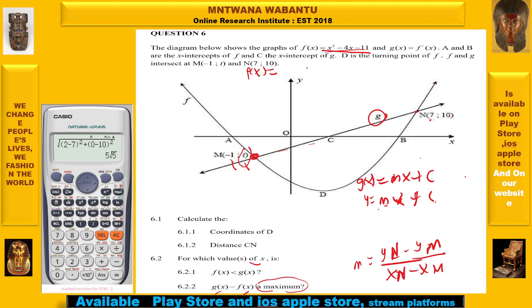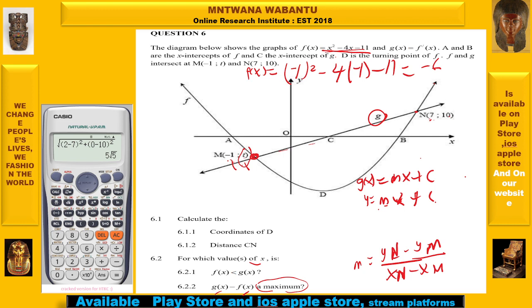So I'm going to put negative 1 in this equation: negative 1 squared, minus 4 times x where x equals negative 1, and then minus 11. Plug it into the calculator. Negative 1 squared equals 1. Negative times negative is positive, so this and this give us 7, and then minus 11 gives us negative 6.